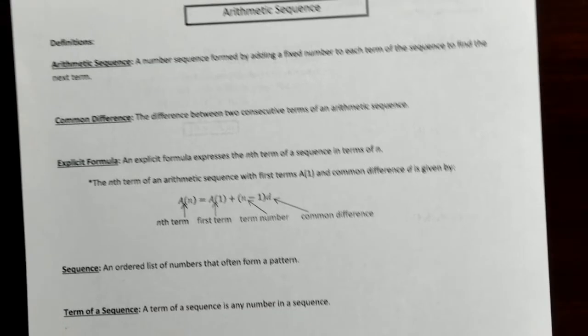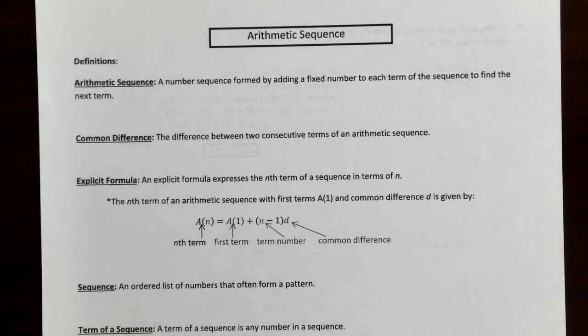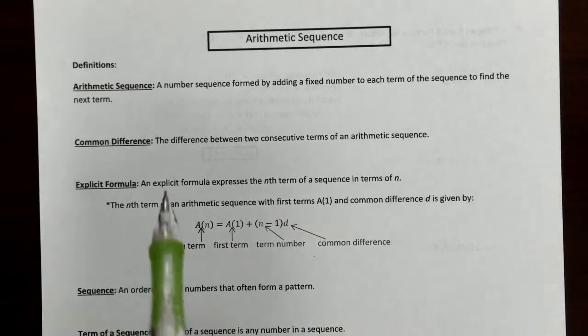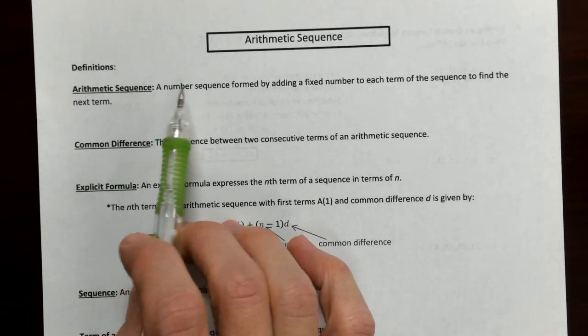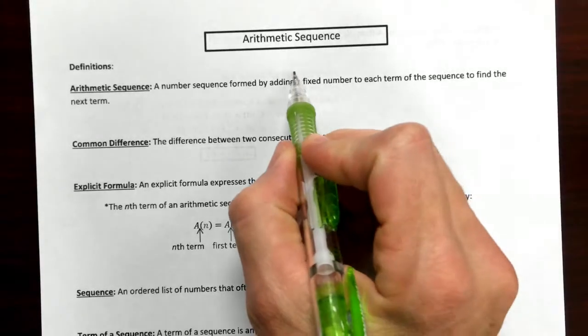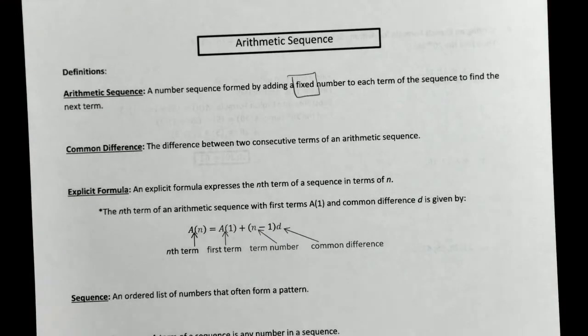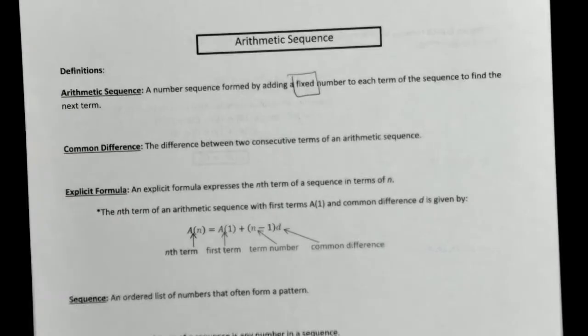Alright, so again, arithmetic sequences. Okay, we call that an arithmetic sequence, right? Okay, so the definition, we got some vocabulary to start with. The definition of an arithmetic sequence is a number sequence formed by adding a fixed number, key word there, a fixed number to each term of the sequence to find the next term.